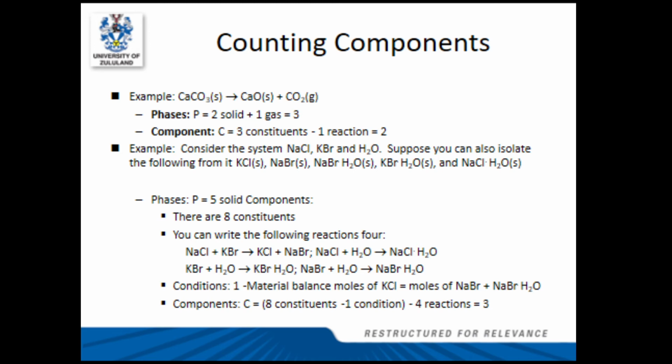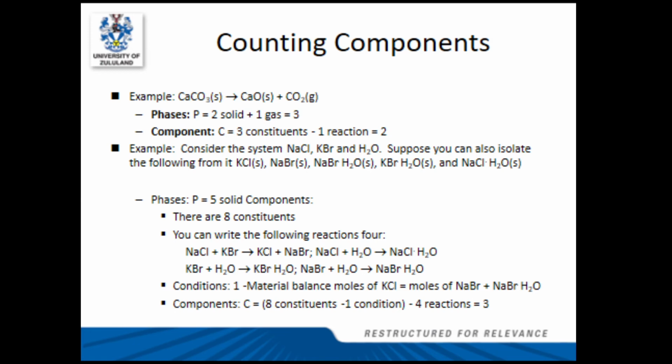So here it becomes interesting. Let's say we want to calculate the number of components. Remember that when you want to calculate the component, you have to start by knowing how many constituents there are in that reaction. The number of constituents means all the ions as well as the molecules in that reaction. As you can see, we have calcium carbonate, calcium oxide, and carbon dioxide. It means we have 3 constituents. And how many reactions do we have? We only have 1 reaction. So for the components, it will be 3 minus 1, which equals 2.